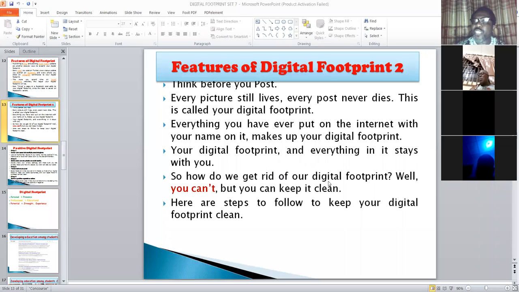So how do we get rid of our digital footprint? Well, you want to hear the truth? You cannot, but you can keep it clean. You cannot get rid of it. It's your digital footprint. You can't get rid of your body odor.